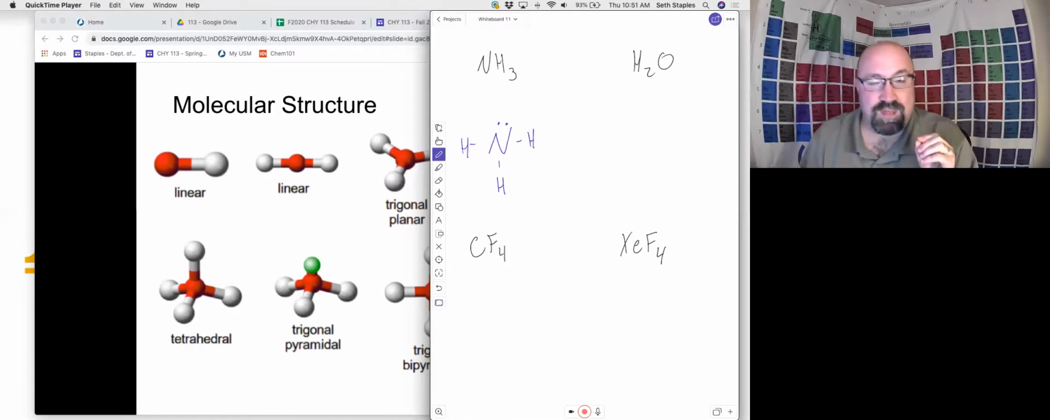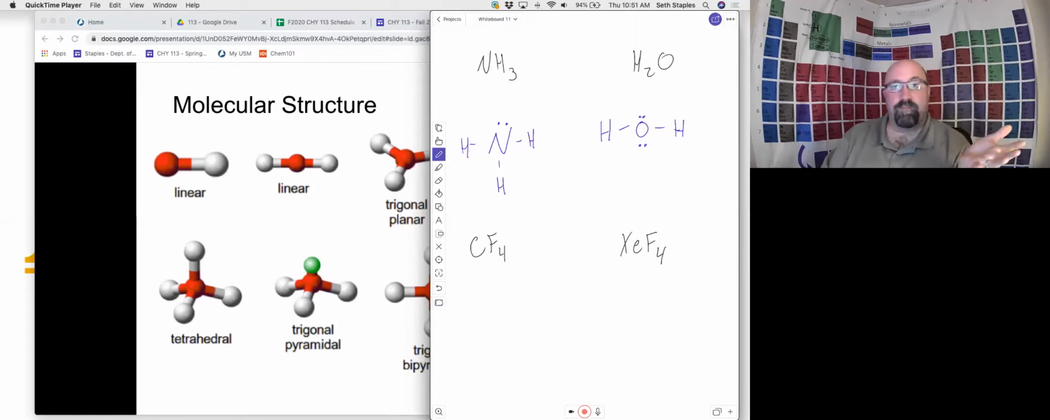Our first was NH3, ammonia. It was a fairly straightforward one, so hopefully you were able to come up with this structure for ammonia: nitrogen central with one lone pair on it, and the 3 hydrogens surrounding that nitrogen. Then we have our structure for water, our oxygen in the middle with 2 lone pairs and the 2 hydrogens on the ends.